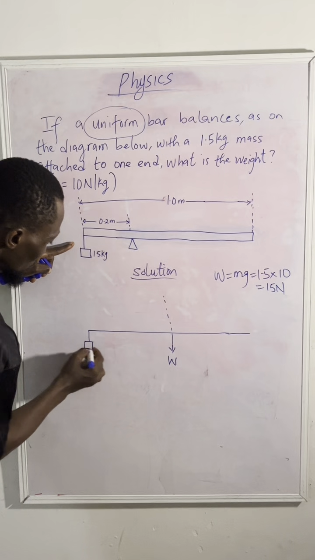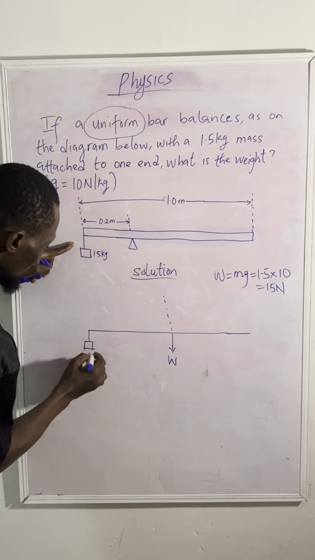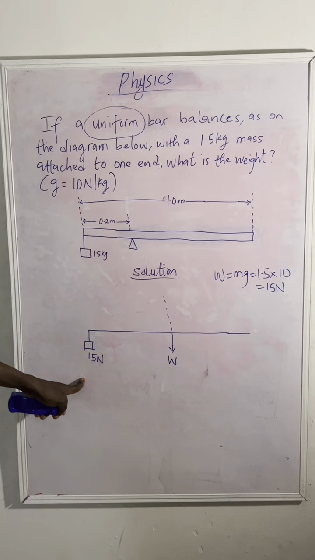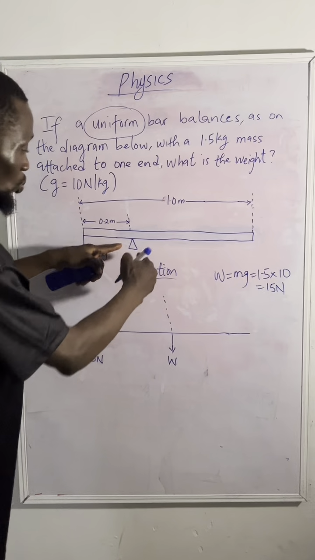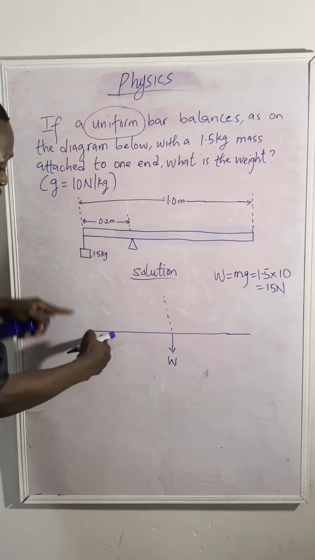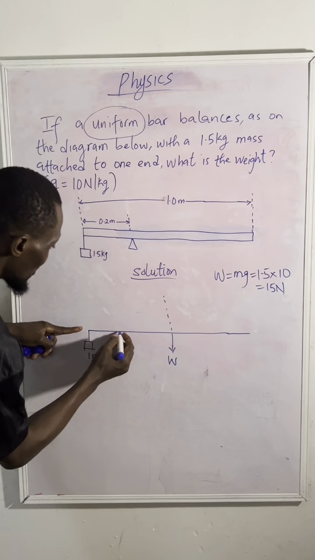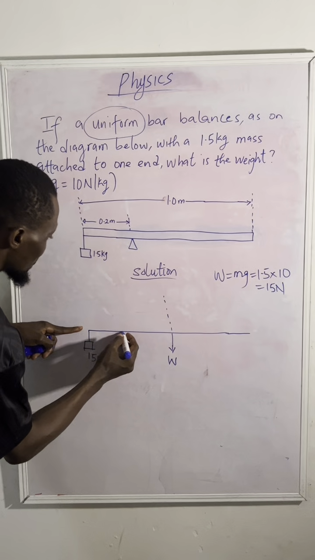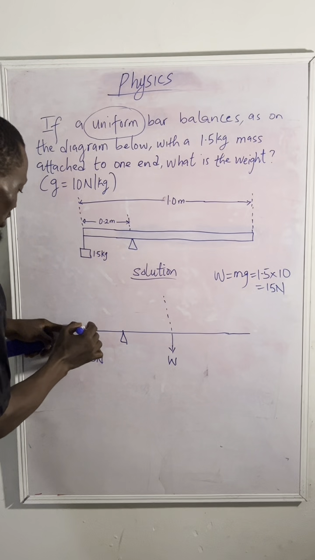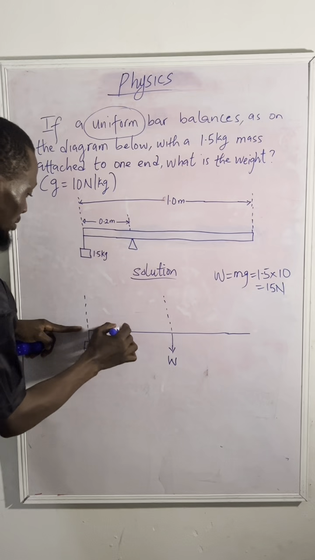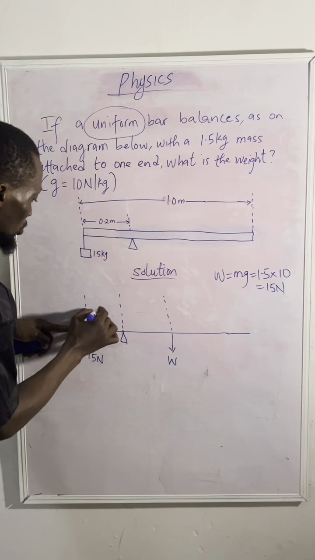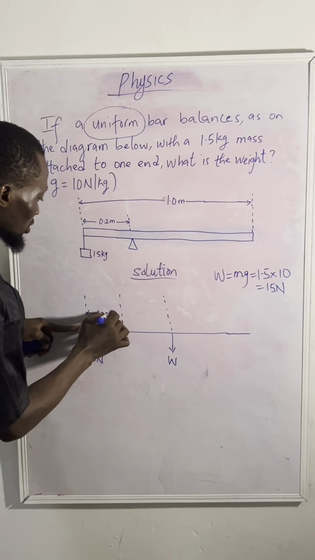So I'm going to put this exactly where it is here. I'm going to put 15 Newton here. So here, look at where the pivot is, 0.2 away from this end. So I'm going to put it where it is. I'm going to put it here, and I'm going to show my dimension, look at the way it is. So here, from here to the pivot is 0.2 meter.